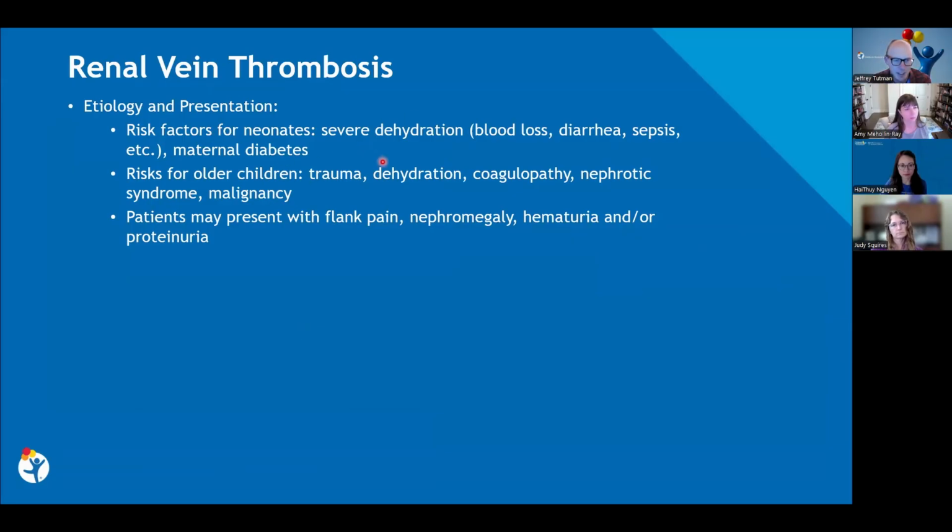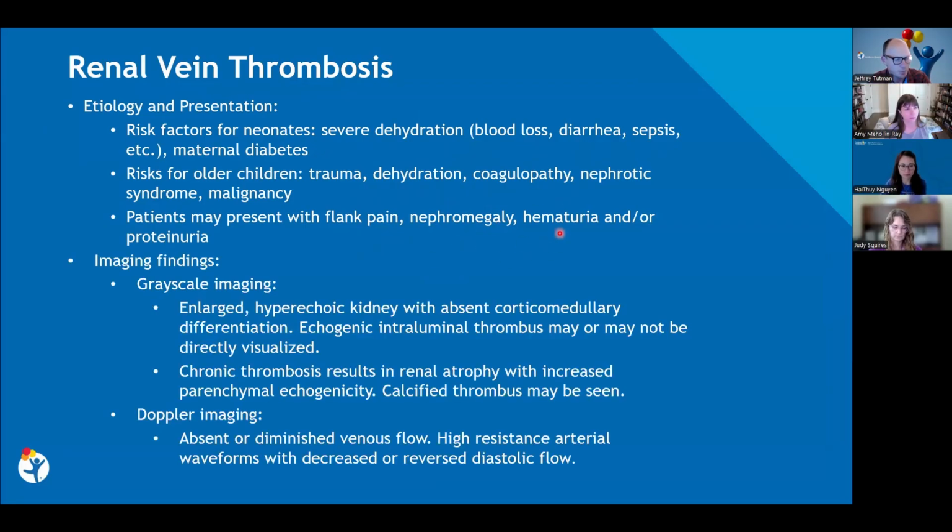Risk factors in our neonatal population are going to be dehydration, so patients that have either blood loss or sepsis, things like that. Maternal diabetes is also a risk factor. In older patients, again, any patients at risk for coagulopathy, trauma, dehydration, all those types of things. Typically, these patients will present with either flank pain, nephromegaly, like in our case with this palpable abdominal mass, and then hematuria or proteinuria as well.